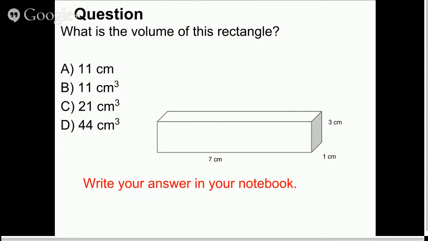All right, just to test whether you were listening, what is the volume of this rectangular prism, this box? Go ahead and pause it. The correct answer is C, 21 cubic centimeters. If you do 7 times 1, that's still 7. And then 7 times 3 is 21. 21 cubic centimeters because there's 3 dimensions: length, width, height.